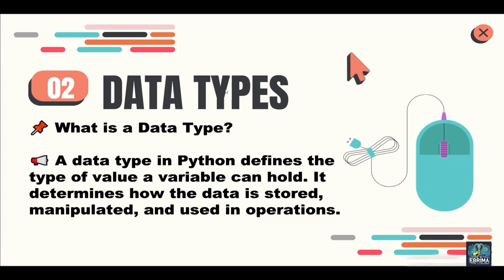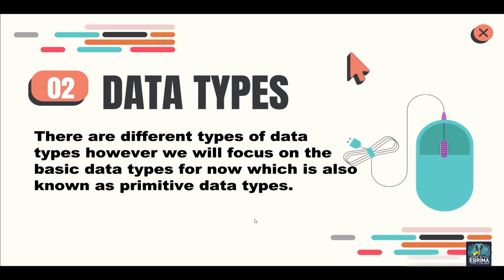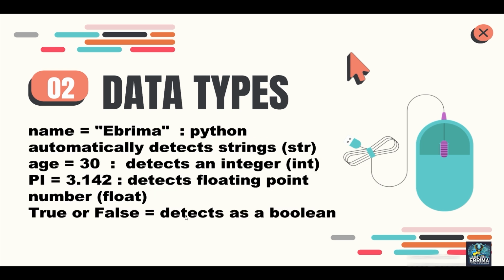Okay, so now we are going to take a closer look at data types. So what is a data type? A data type in Python defines the type of value a variable can hold. It determines how the data is stored, manipulated, and used in operations. There are different types of data types. However, we will focus on the basic types for now, which are also known as primitive data types.